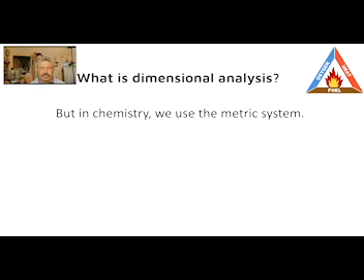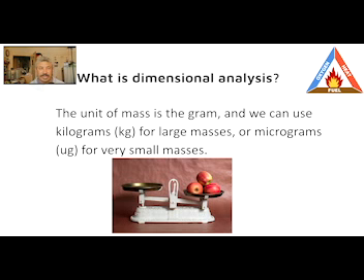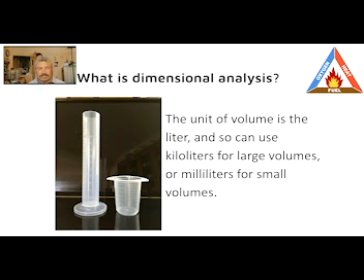But in chemistry, we use the metric system. The basic units in the metric system are the gram, liter, and second. The unit of mass is the gram, and we can use kilograms, 1,000 grams, for very large masses, or micrograms, 1/1,000,000th of a gram, for very small masses. The unit of volume is the liter, so we can use kiloliters, 1,000 liters, for very large volumes, or milliliters, 1,000th of a liter, for very small volumes.